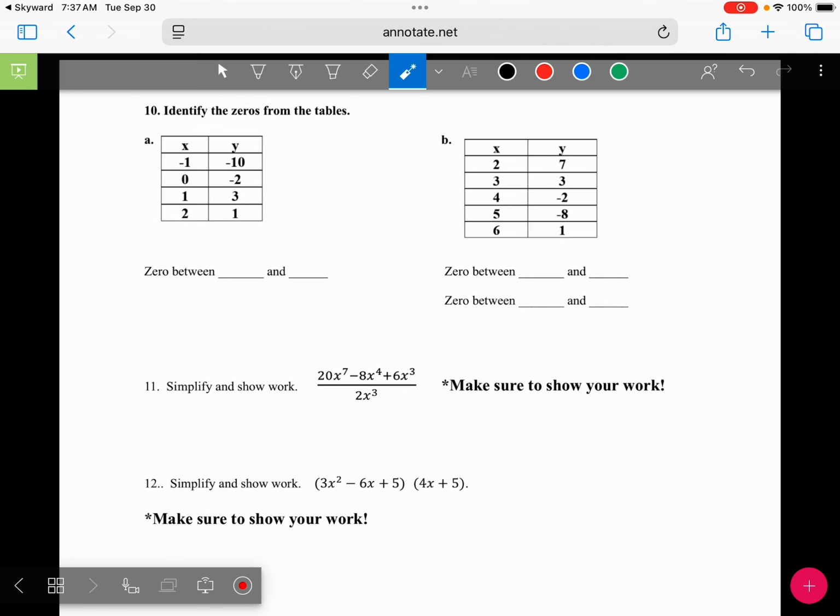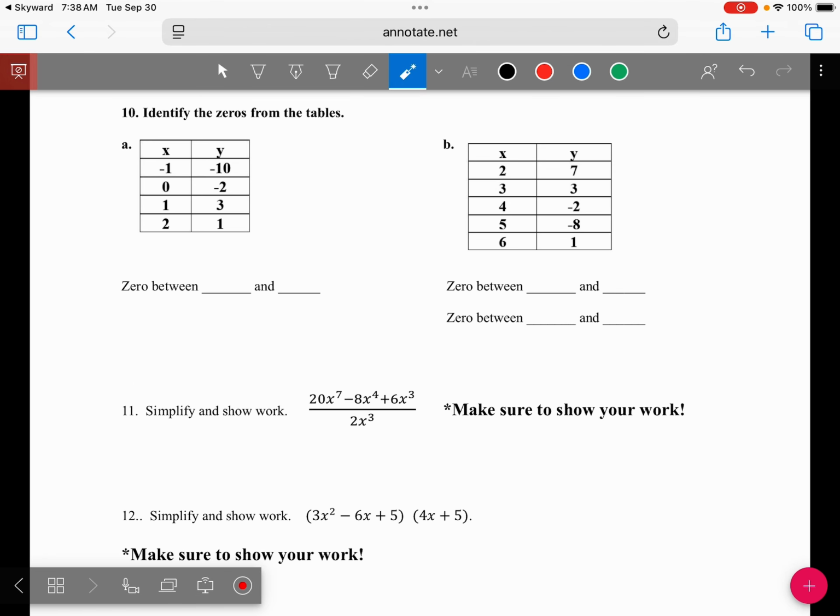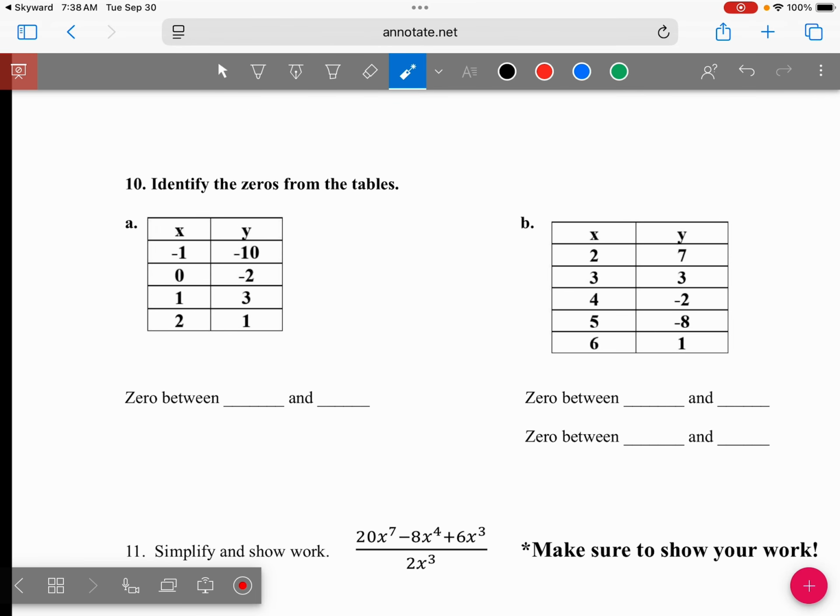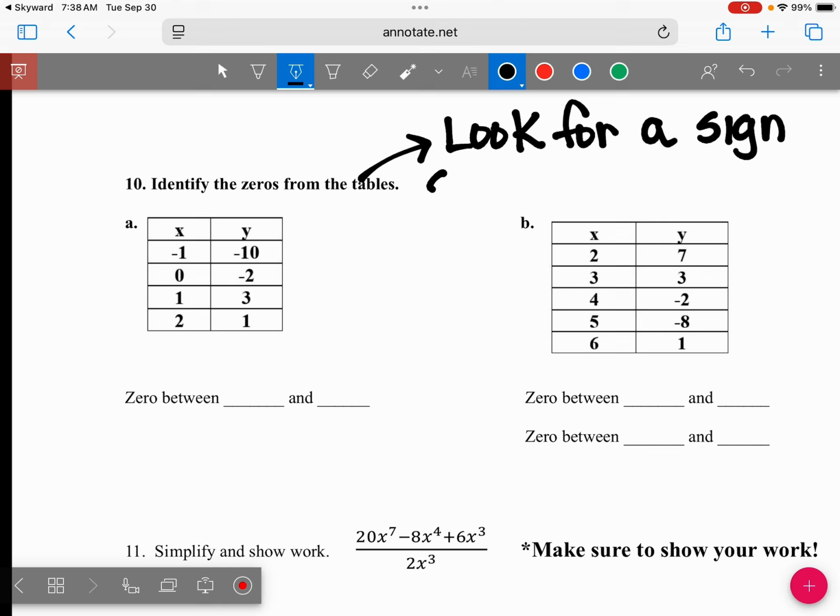All right, last page. Let's go to the back. Look at question 10. So when you are identifying, this is a 1-point question tomorrow. This is what you're going to do. You're going to look for a sign change in y. So you're going to look at the y, figure out when does it change signs.